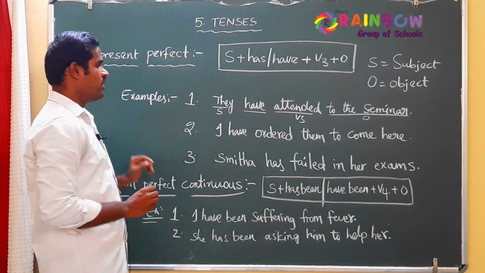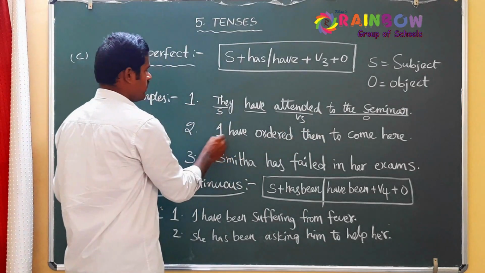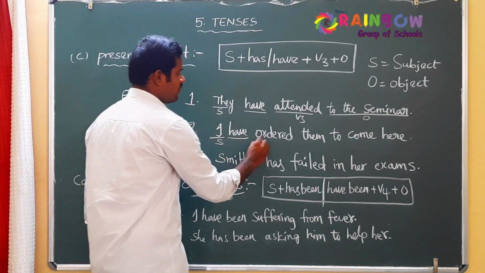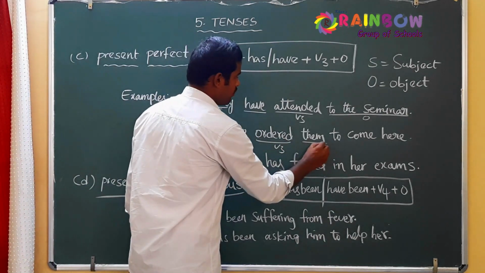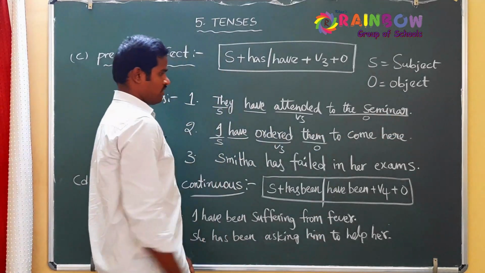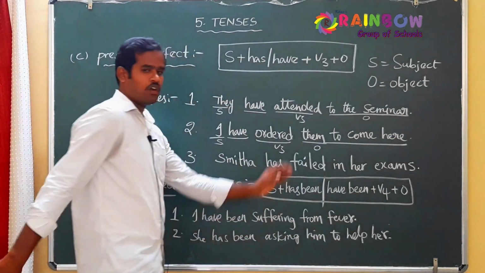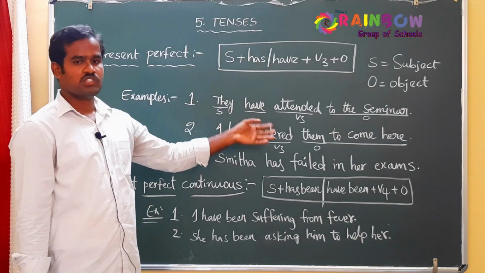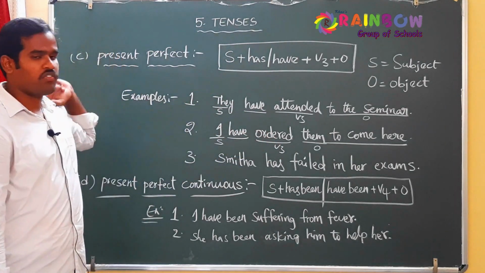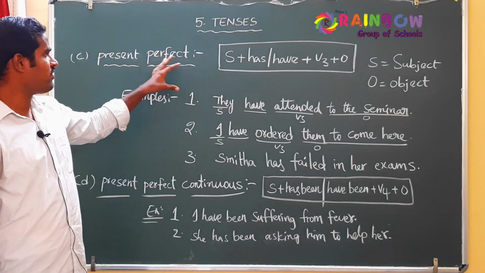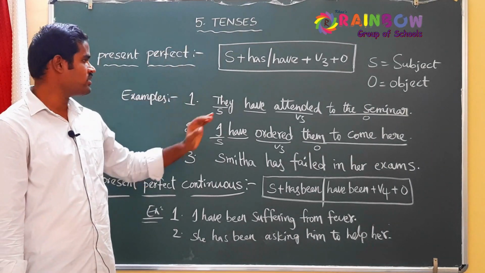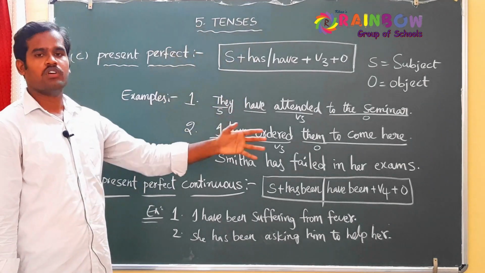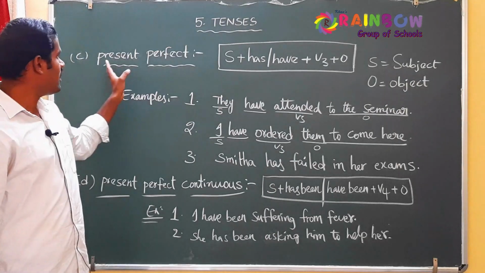Then the second one: I have ordered them to come here. Here the subject is I, it accepts only the plural have form, ordered is V3, and them is the object, and the rest is extra information, or else you can consider the whole as an object. It is also based on the structure, and the tense of this statement is also present perfect. The simple way to identify present perfect is very easy. If you find has or have in any statement, then the tense of that particular statement is only present perfect.